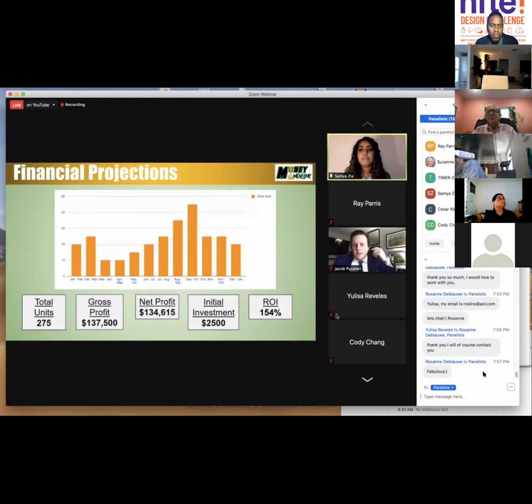Okay, so these will be my financial projections. Within a year, I plan on selling 275 units. This is just within the state of Florida alone. My gross profit will be approximately $137,500. My net profit being $134,615. With the initial investment being $2,500 for a return of 154%, with the highest month of sales being at the beginning of the school year. Next, please.